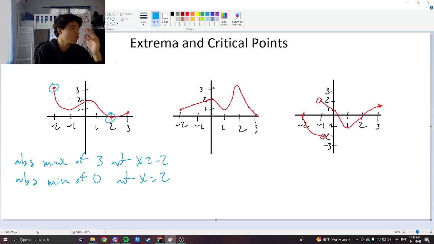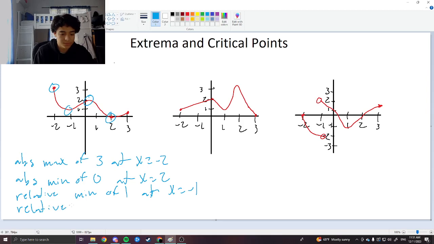Now to find the local ones, we have to see other low points and high points. We have a low point down here and a high point up here. So we have a relative minimum of 1 at x equals -1 and a relative max of 2 at, we'll call that like 0.5.